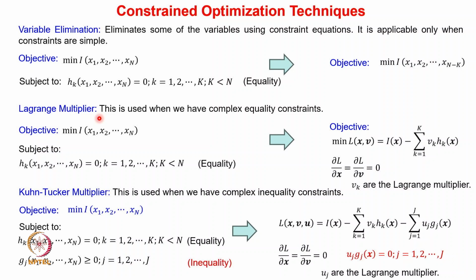What this Lagrange multiplier method does is it converts this constrained optimization problem to an unconstrained optimization problem in terms of the Lagrange variable. So here you can see that instead of minimizing I, now we are minimizing L, where L is nothing but the Lagrange function, which is a function of X and V, where V is nothing but V1, V2, V3, all the way to Vk. All these V's are nothing but Lagrange multipliers. So you can see that all these equality constraints are multiplied with the corresponding Lagrange multiplier, and these are subtracted from the objective function I(x), and this modified objective function is solved, which we call the Lagrange function.